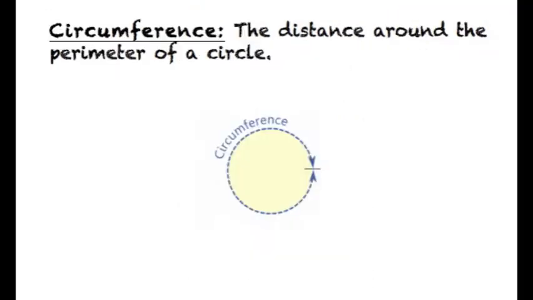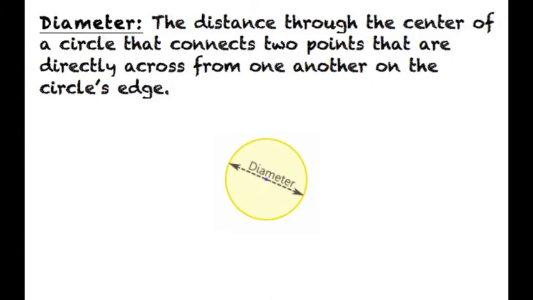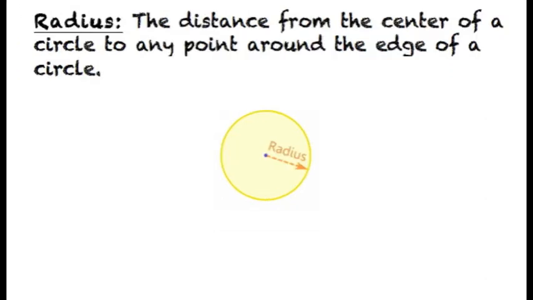And the circle's circumference is defined as the distance around the perimeter of a circle. Like the picture shows, it's that dotted blue line. The diameter is the distance through the center of a circle that connects two points that are directly across from one another on the circle's edge. The diameter, again, must go through the center. A circle's radius is the distance from the center of a circle to any point around the edge of a circle.